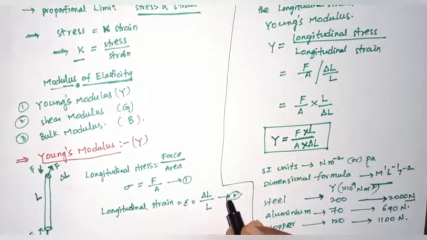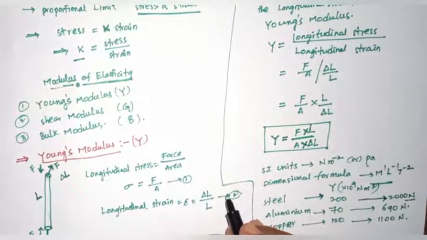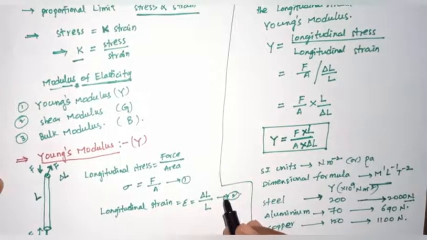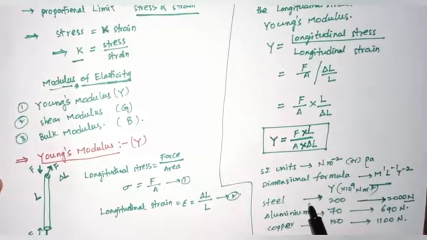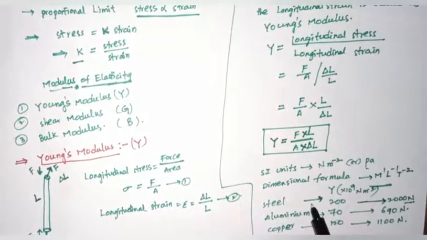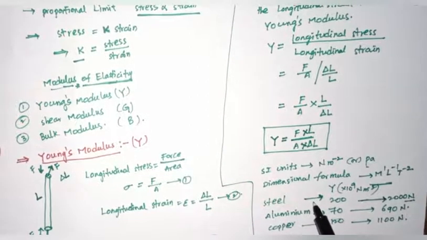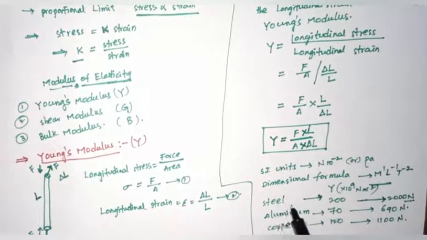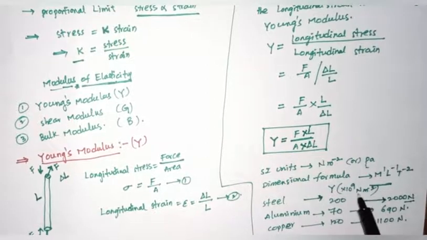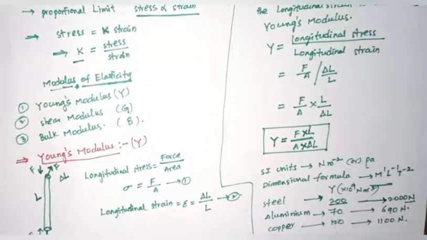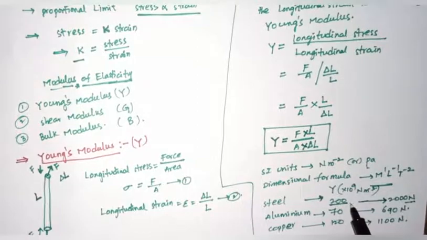Wood, bone, concrete, brass and glass have rather small Young modulus. So steel is used for buildings, bridges and also heavy duty machines, because its Young modulus is more, so it has more elastic property.